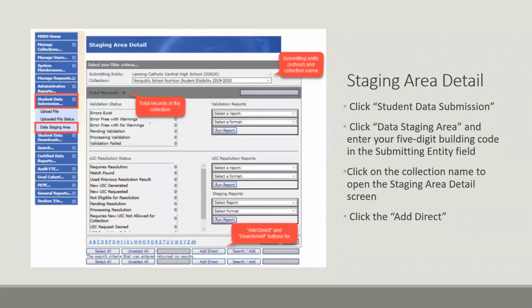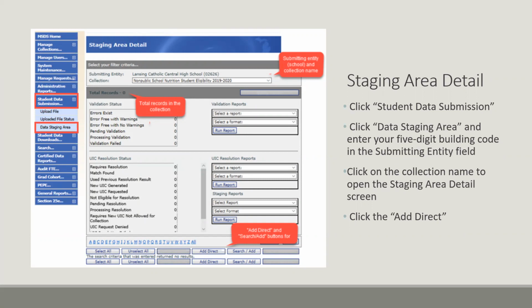To enter the staging area details screen, click Student Data Submission on the left navigation bar, then click Data Staging Area. Enter your 5-digit building code in the Submitting Entity field. The field should automatically pull up your school's name. Click the name to finish populating the field. Click on the collection name to open up the staging area details screen.